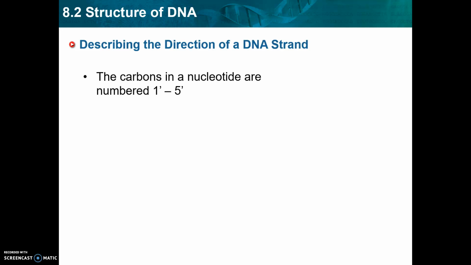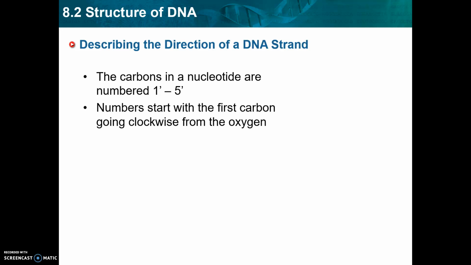So scientists have actually numbered the carbons so that if they talk about carbon number 1 or carbon number 2, another scientist knows exactly which carbon they mean. Because the numbers are always going to start with the first carbon going clockwise from the oxygen. Well, what do I mean by that?